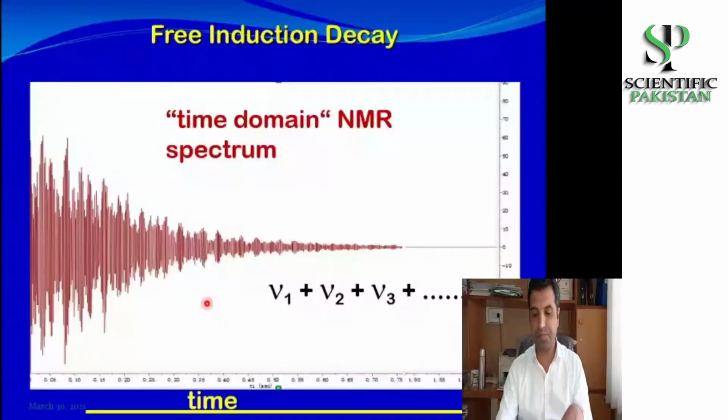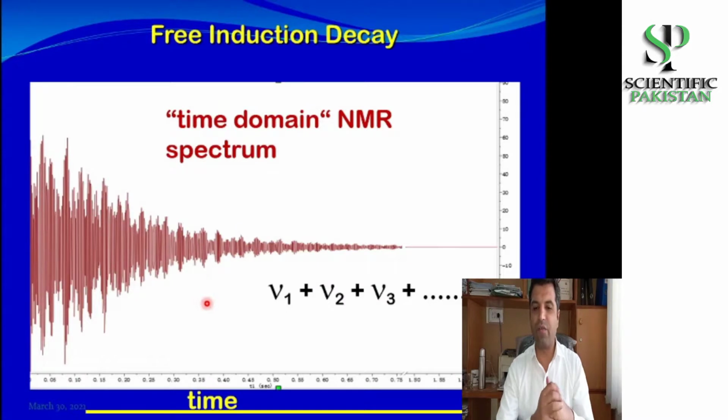If there was no shielding or deshielding effect and the Larmor frequency of all of these protons would have been similar, NMR would have been useless. But luckily they do not have similar Larmor frequencies, and that is why they appear at different positions, and we can analyze them through their frequencies.